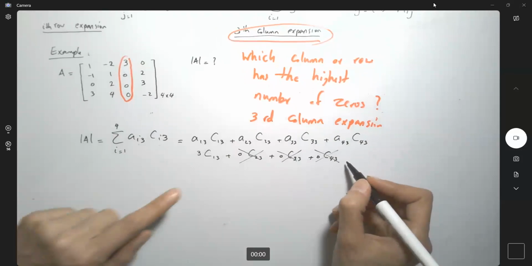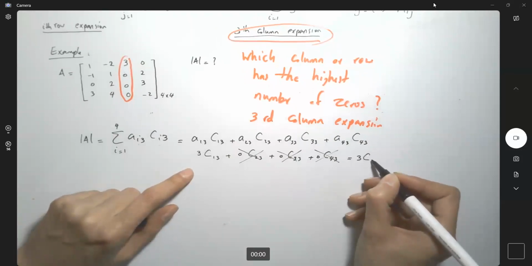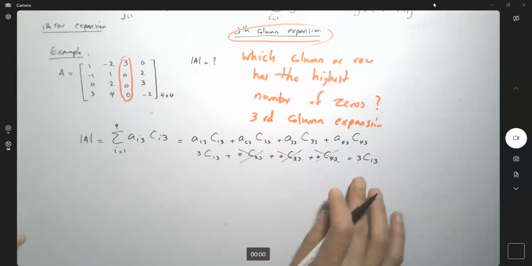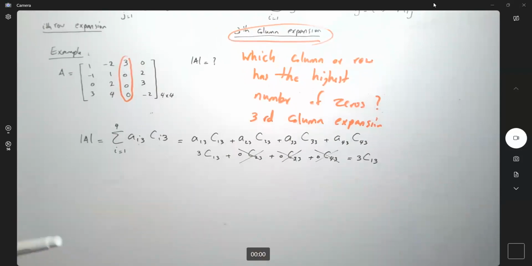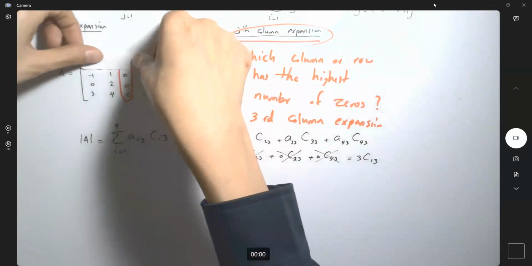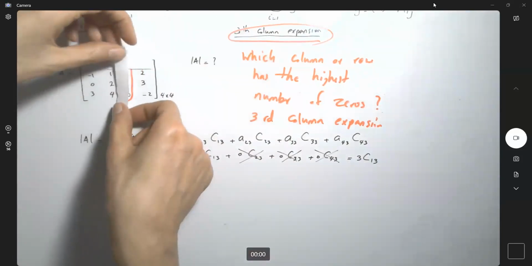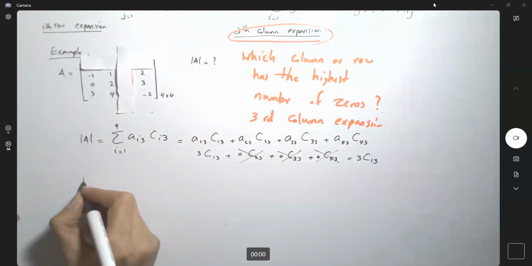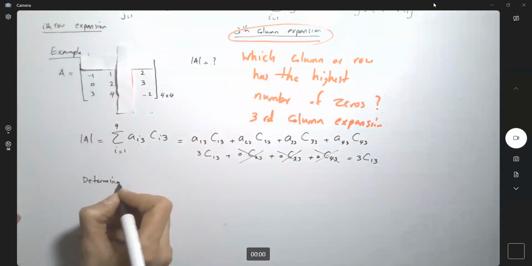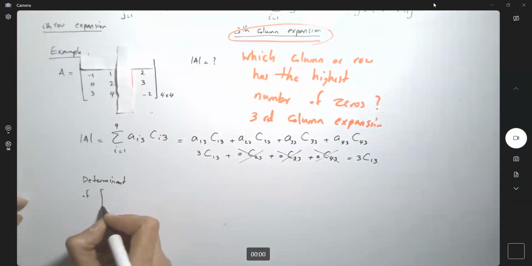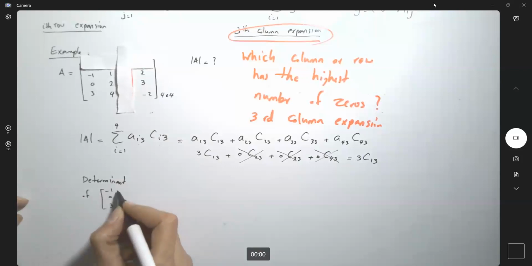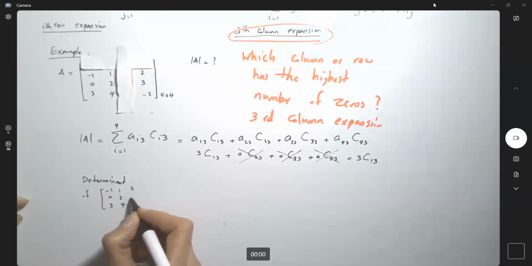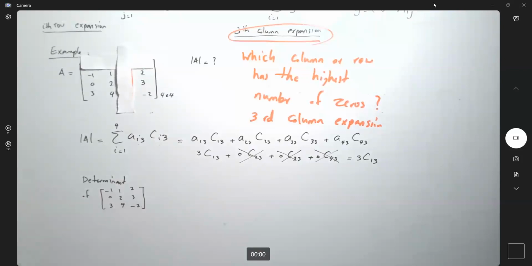What you need to do is just find the multiplication between 3 and C13. So what is C13? First of all, you're eliminating this row and column. C13 gives you this 3 by 3 matrix. This is C13. You're basically finding the determinant of this 3 by 3 matrix: negative 1, 0, 3, 1, 2, 4, 2, 3, negative 2.